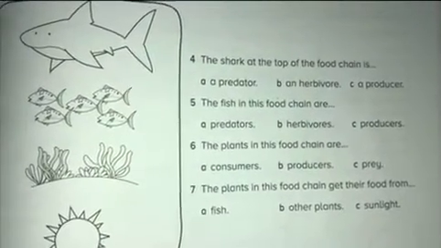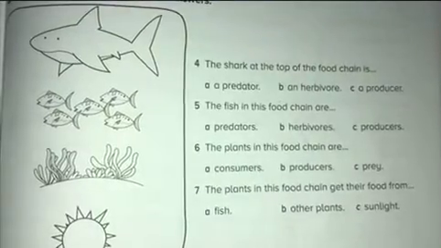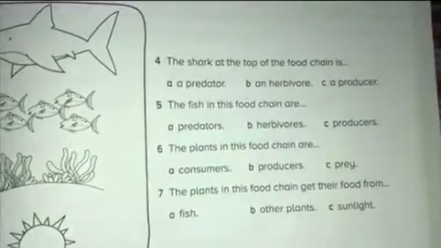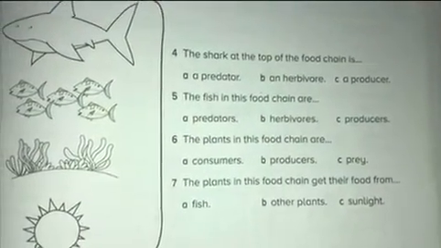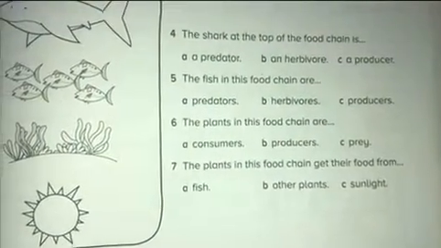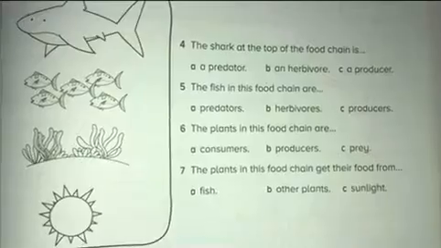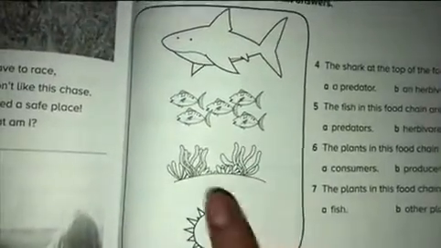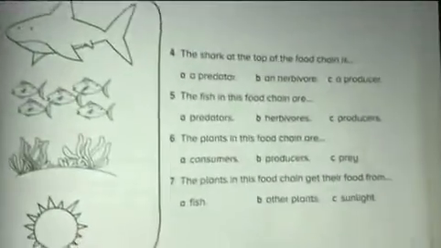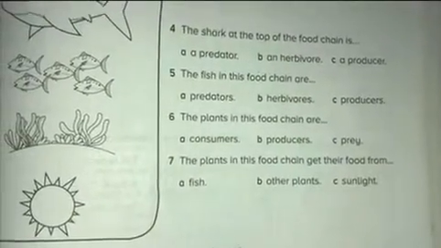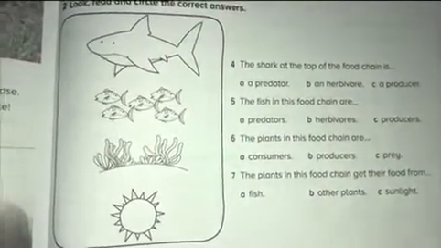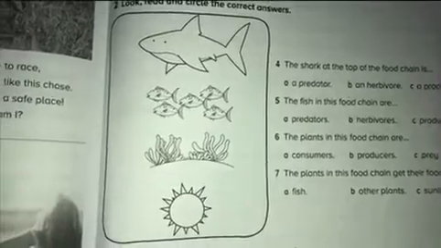The fish in this food chain are, now what are the fish? Are they predators, herbivores, or producers? Yes, they are herbivores. Why? Because they eat plants. Okay? Now you are going to do 6 and 7 by yourself. When you are finished, color the food chain.